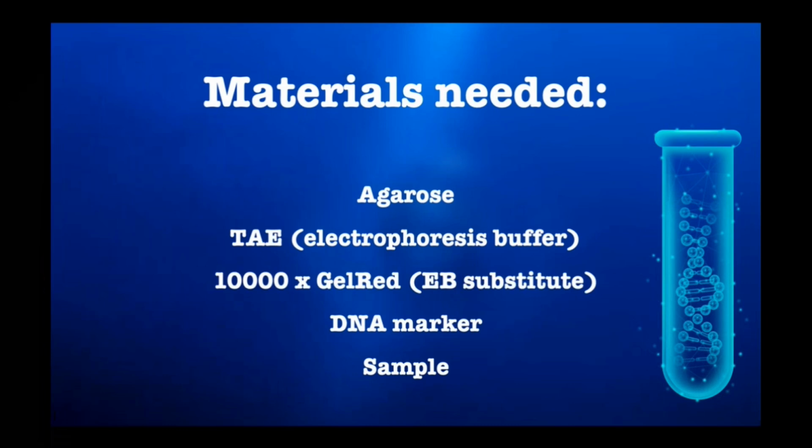So there are some materials needed for this experiment. They are agarose, which can be the solid kind, and also TAE electrophoresis buffer, and 10,000 times GeneRad. It is the EB substitute, since we all know that EB is highly dangerous and may cause cancer. So there's a substitute, GeneRad, that we used in our experiment. And next, the DNA markers. And lastly, the sample that we used to test the DNA.